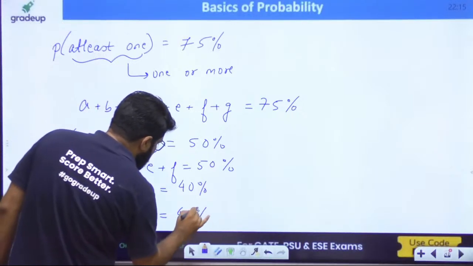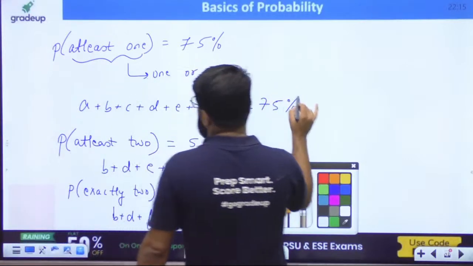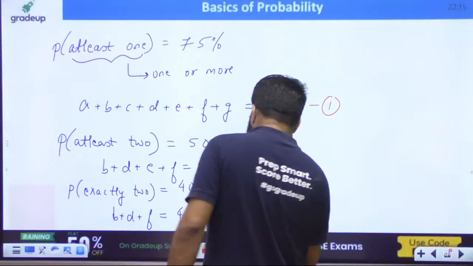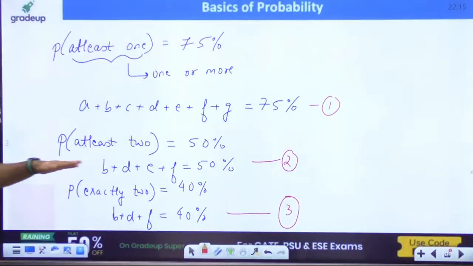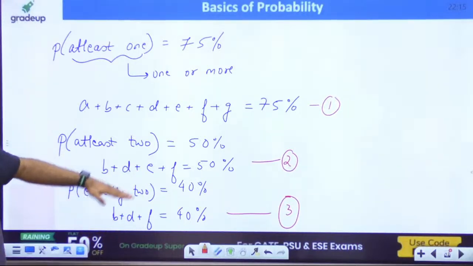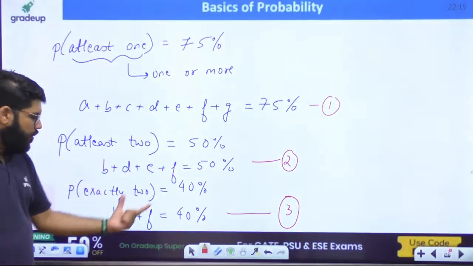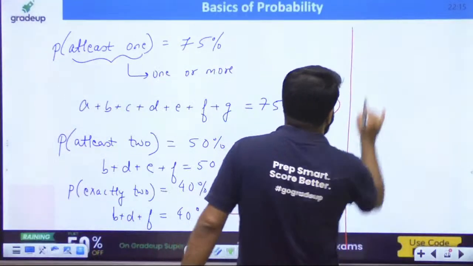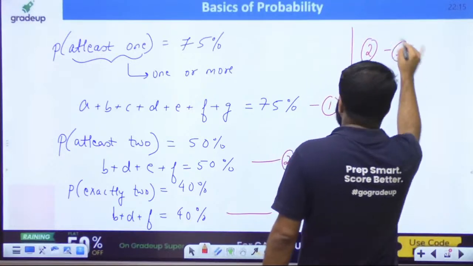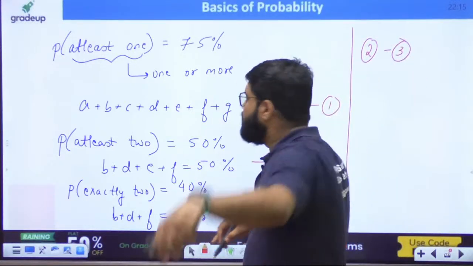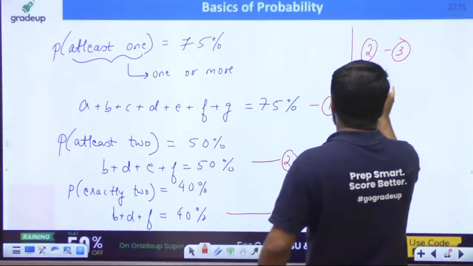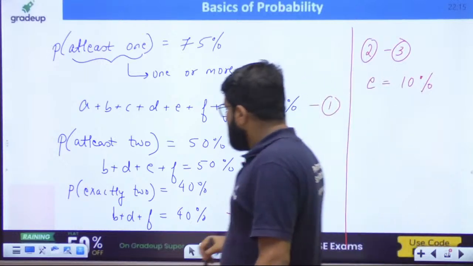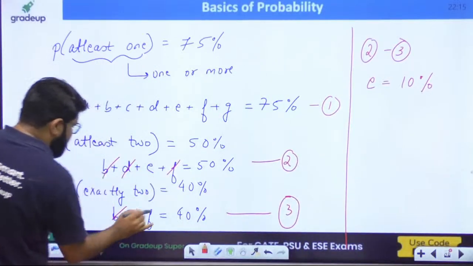That is 40%. And now let me call these, suppose this is equation number 1, this one is equation number 2, and let's say it is equation number 3. So as soon as you subtract 2 and 3, everybody see, BDF is common, BDF will cancel, you will get the value of E. Equation number 2 minus equation number 3, you get E. That is 50 minus 40, 10%. B, D, F is cancelled after subtraction.